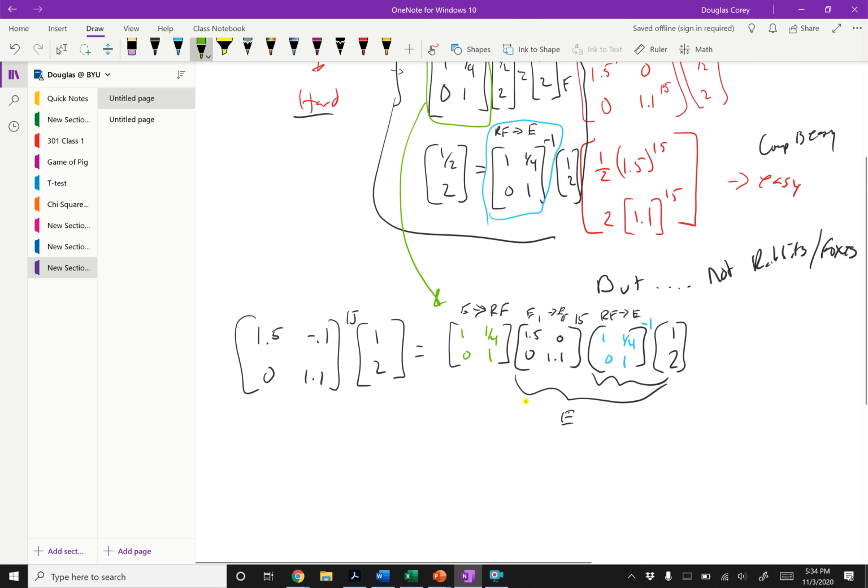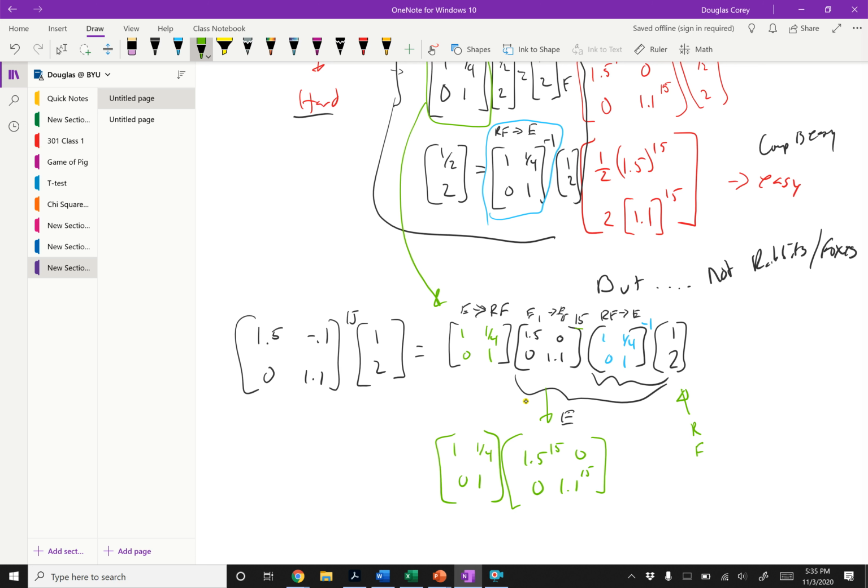And now we are happy. We get both things because we can just start with any rabbits and foxes that we want, and then we can take any year that we want, but let's just stick with 15. So we can take any rabbits and foxes, put it in here, multiply by this matrix once, then take this power to the 15th, but that's easy. That's just 1.5 to the 15th, 0, 1.1 to the 15th. That's easy to do, and then we'll translate it back with this one.